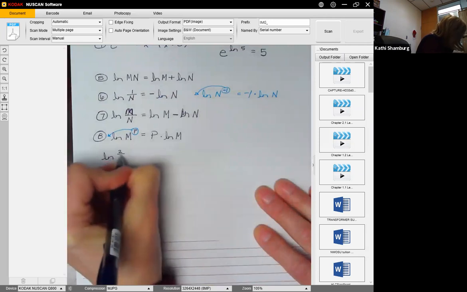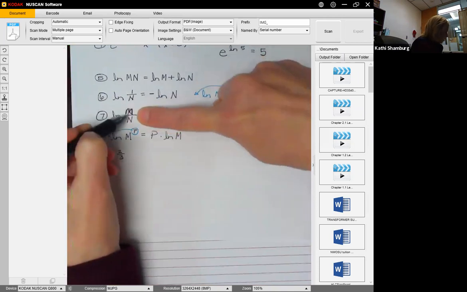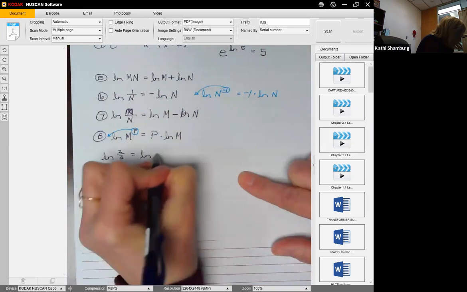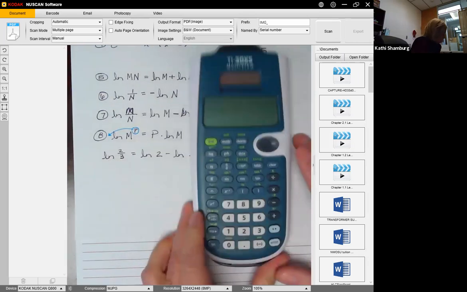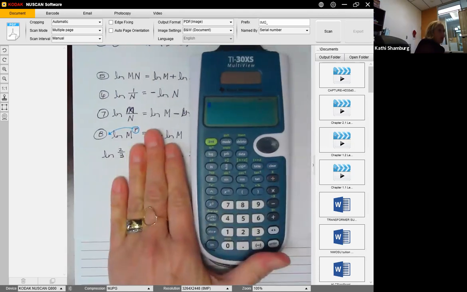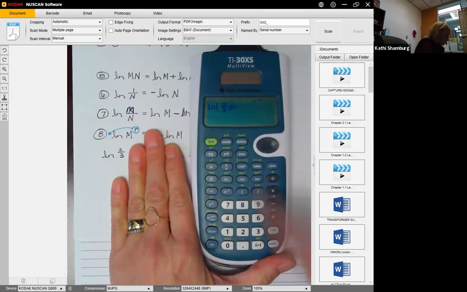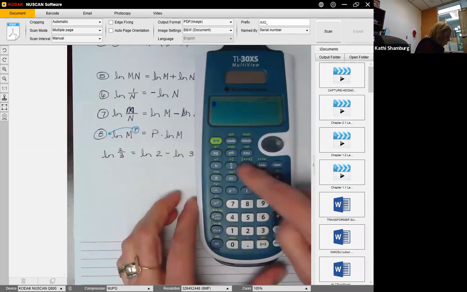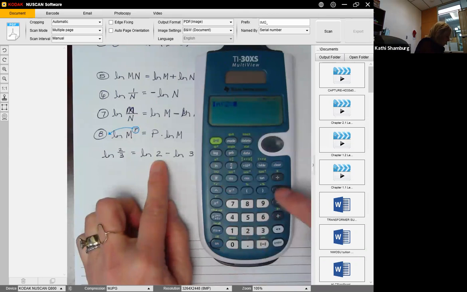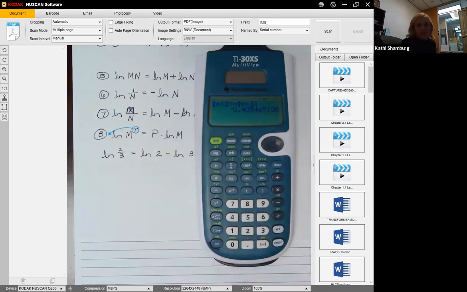Natural log of 2 over 3. This is 2 over 3, which would be like property 7. So I can rewrite this as the natural log of 2 minus the natural log of 3. Now, I want to show you on your calculator. I'm just going to do the natural log of 2 over 3, and you get negative 0.405 and so forth. So when I plug this in, I should get that exact same number. So the natural log of 2, I guess it wants parentheses, minus the natural log of 3, and lo and behold, I get the exact same number.